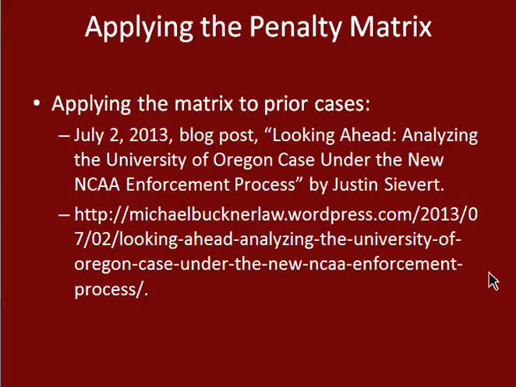One of my colleagues, Justin Seifert, applied the most recent case, which is the Oregon case from this year, and applied the new penalty matrix to the facts of the Oregon case. The results of his analysis were posted to the law firm's blog, and on the slide you'll have the web address to that blog post. I highly encourage you to look at that, and that's just our initial stab at what a case would look like if it was processed under the new system and the new penalty matrix.